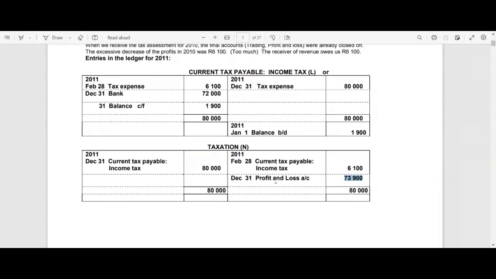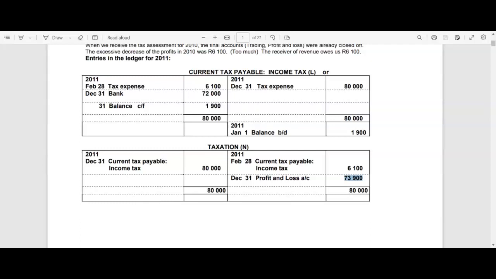Last question of the day, ladies and gentlemen. Which amount, the 80,000 or the 73,900, which of those two will appear as an income tax expense on the face of your statement of comprehensive income? Last question for the day. Which of those two amounts will appear in your statement of comprehensive income? It's a trick question, so don't answer it. It's all right. You'll see later on why this becomes important, and later on it will also make sense.